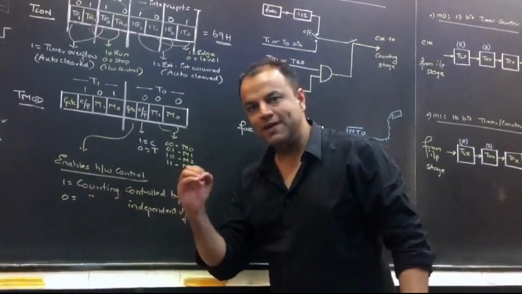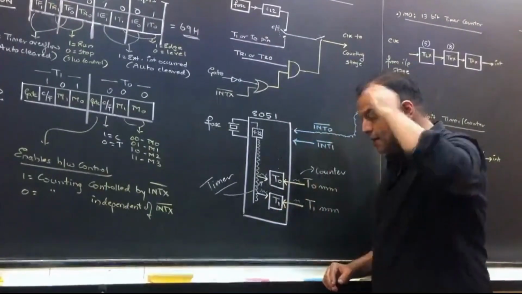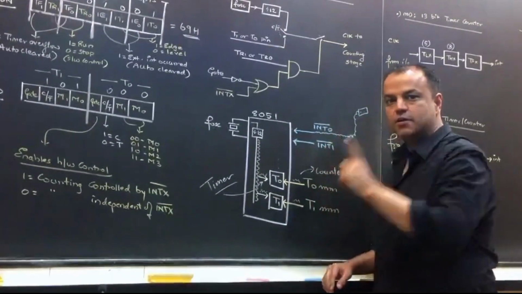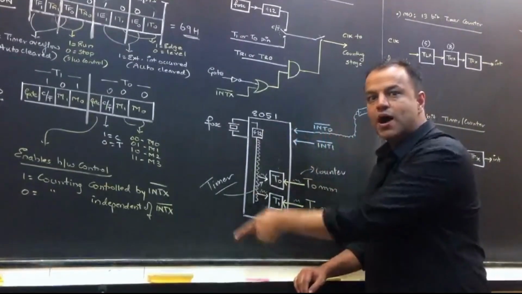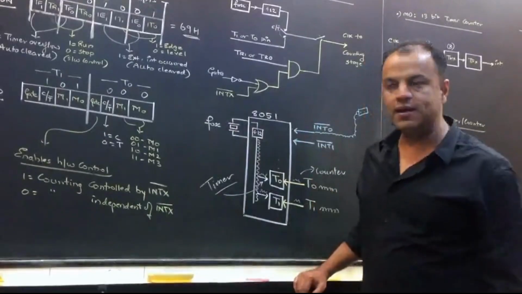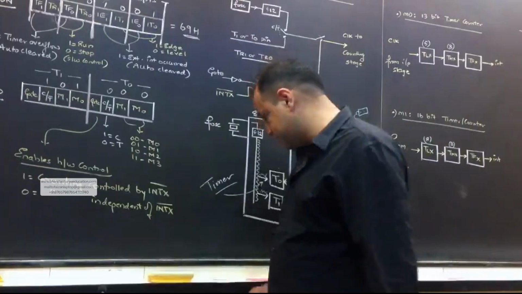So even this bit by default is 0. That means by default this hardware control feature is not there. By default this pin acts as an interrupt. That's why in the pin diagram its name is interrupt. But you can change it to a hardware control pin by keeping gate as 1. And as I said, you can do it for one timer and not do it for the other, or do it for both. That is your choice.